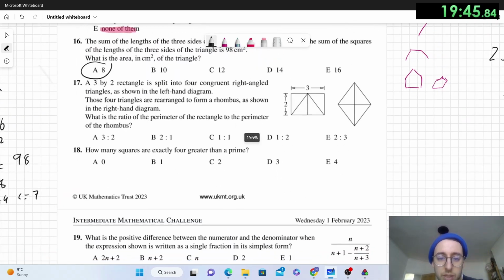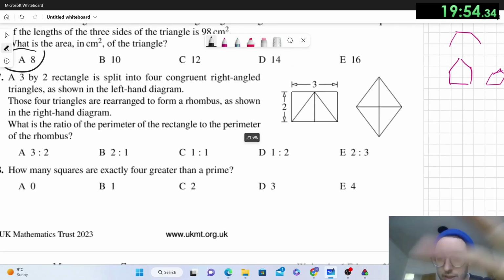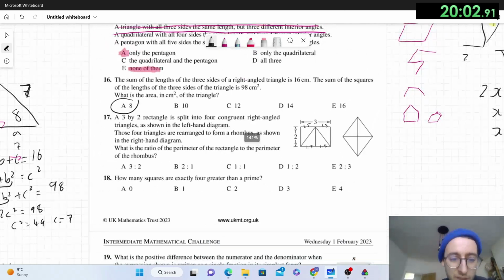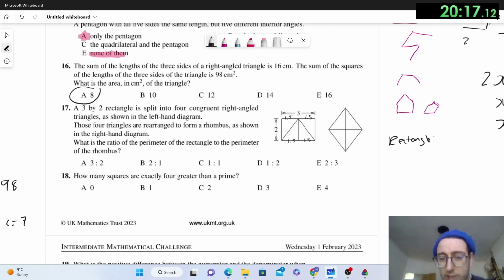Okay. A 3 by 2 rectangle is split into 4 congruent right angle triangles, as shown in the left-hand diagram. These 4 triangles are rearranged to form a rhombus. So that's 1.5, that's 1.5, that's 1.5, that's 1.5. What's the ratio? The ratio of the perimeter of the rectangle to the perimeter of the rhombus. So the rectangle is 6, 10. Now the rhombus. This is 1.5, this is 1.5, this is 2, this is 2.